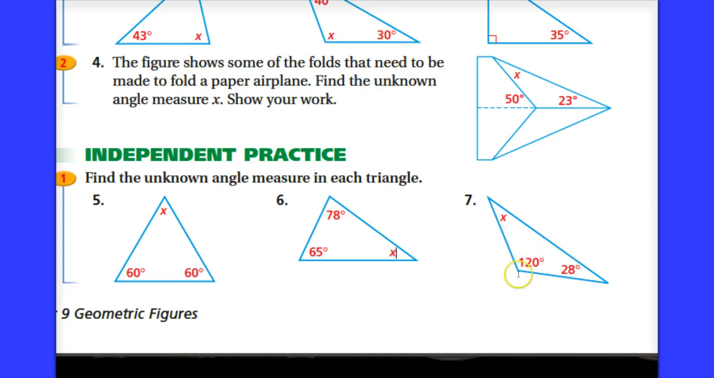The last one that we're going to take a look at, again, the same process. Add your two known angles together, plus x equals 180 degrees. Subtract the total from 180, and x is going to equal 32 degrees. Very nice.